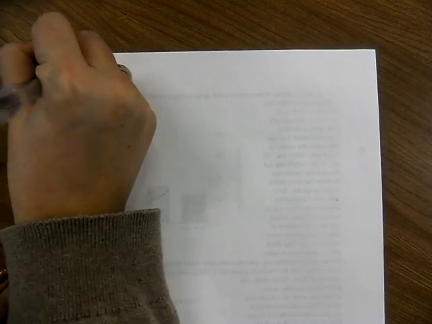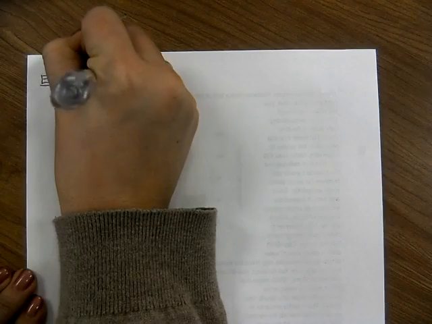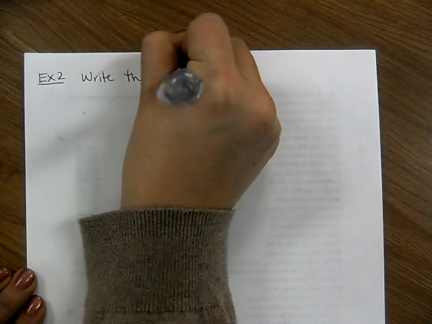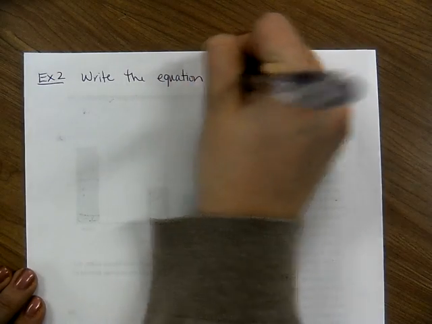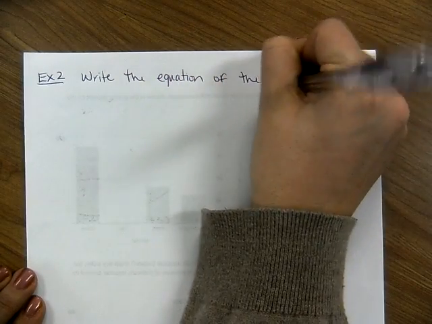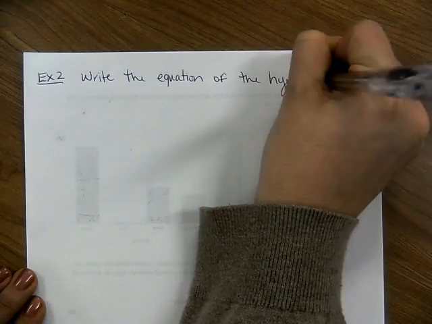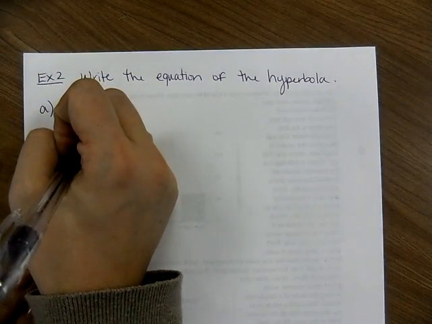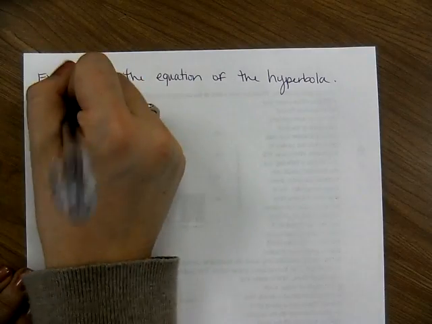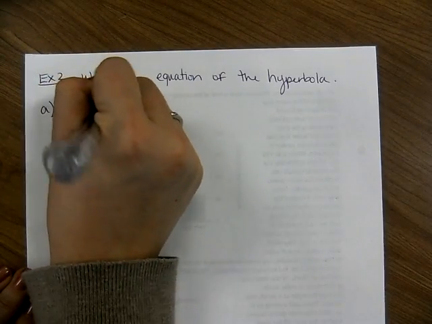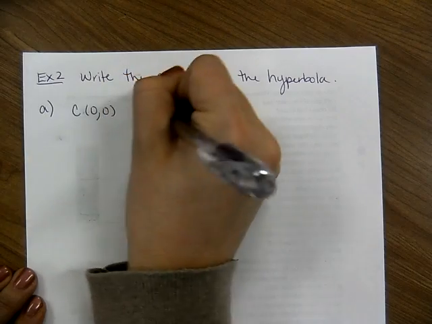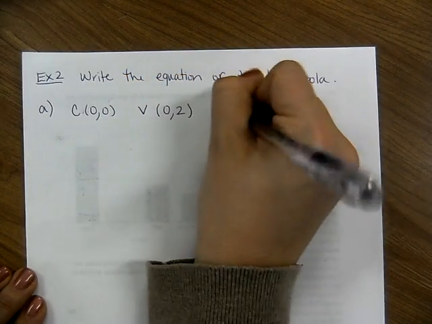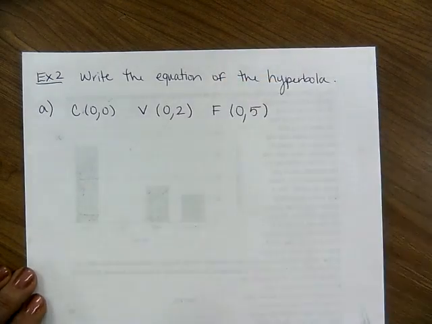Now we're going to do example 2. So this time we're going to write the equation of the hyperbola. Okay, so this is the information we're given. The center is at 0, 0. A vertex is at 0, 2. And a focus is at 0, 5.